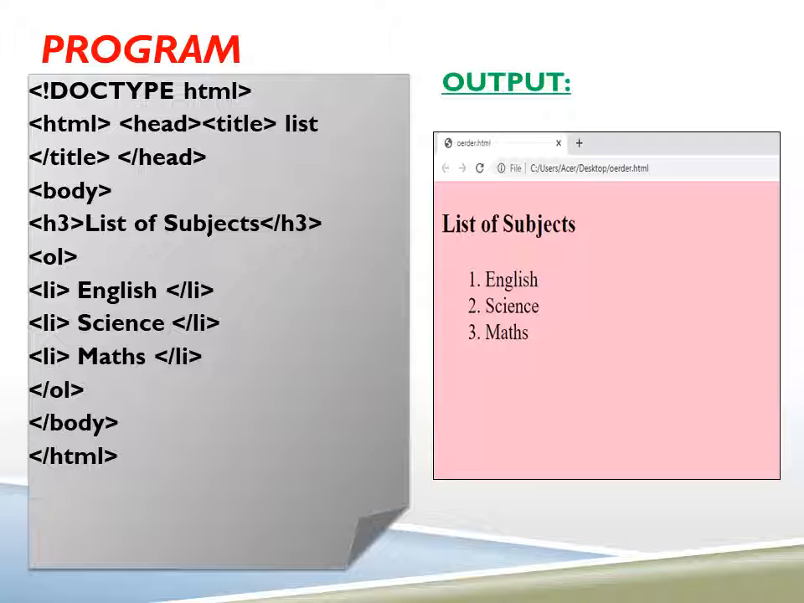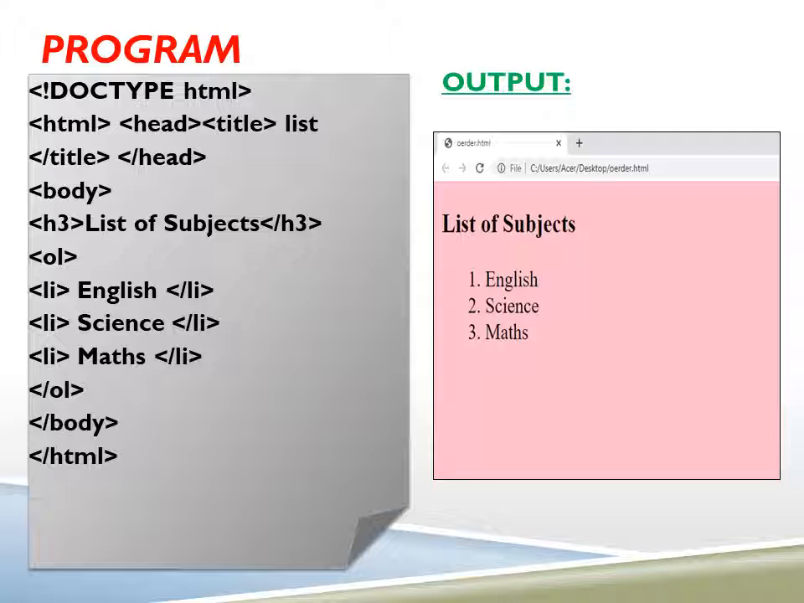So first is given a heading with the h3 tag, list of subjects, h3 tag close, then the OL tag for the ordered list. Inside that, the LI tag is used to write the names in the list. So LI English, LI close, LI science, LI close, then LI maths, LI close. Here the list gets over, so you will close the OL tag after this.